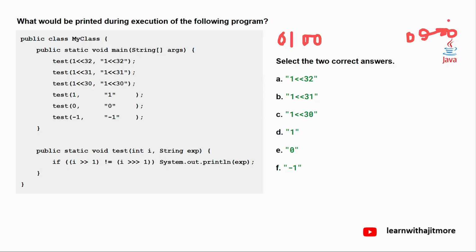Your 1 was here, and you have shifted it how many times? 30 times. So it will come here, not last, 30 times. Now this value is copied in I. 1 shifted 30 times, and whatever answer comes is coming in I. And again that I is shifted right 1 time using 2 greater, 3 greater. Will the answers be same or different? Different. Think again.